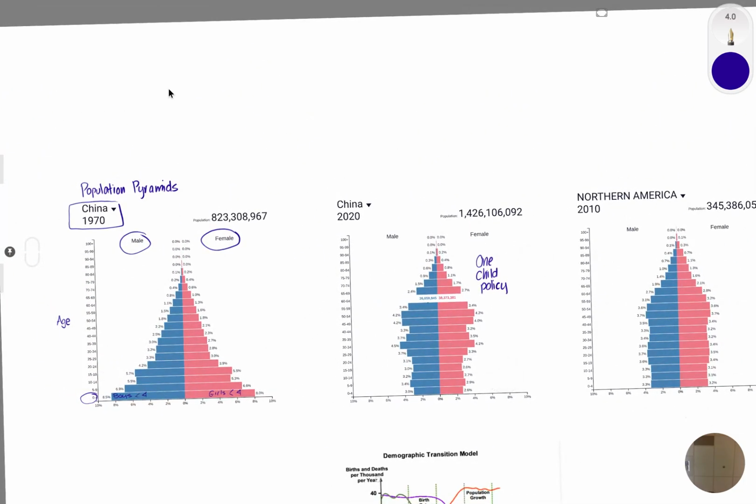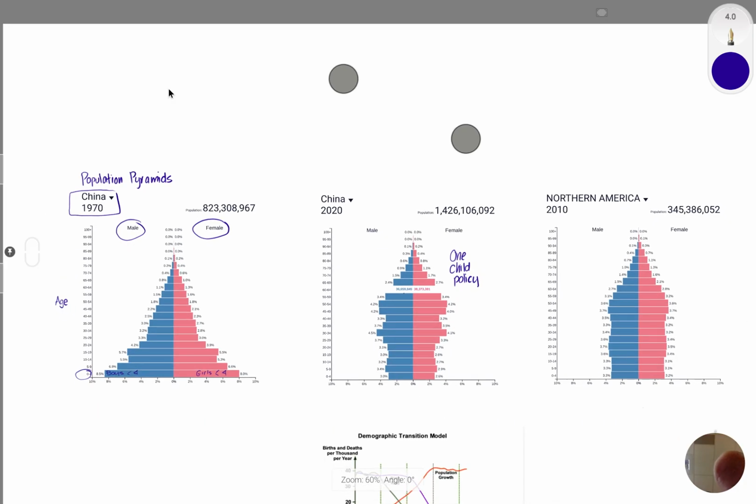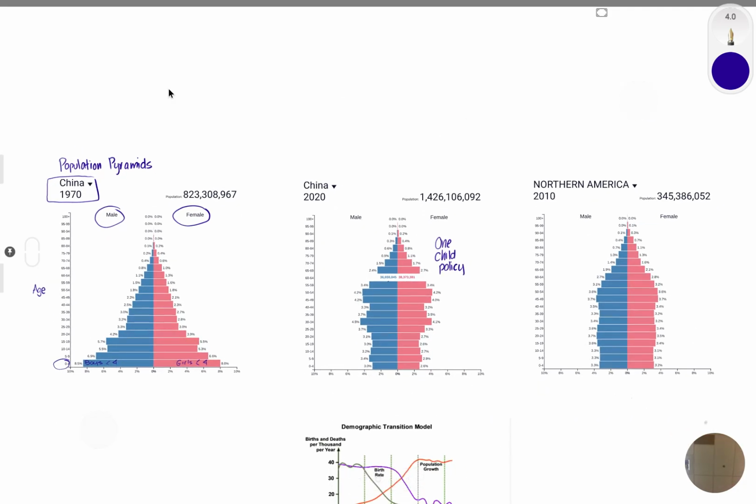So let's zoom out completely on this. I wanted to show you that we have three different shapes represented here. This first one is called expansive. Why is it expansive? Because the population is growing, so increasing growth. The second one is constrictive, and that means that it's shrinking growth. So the population is going to get smaller.